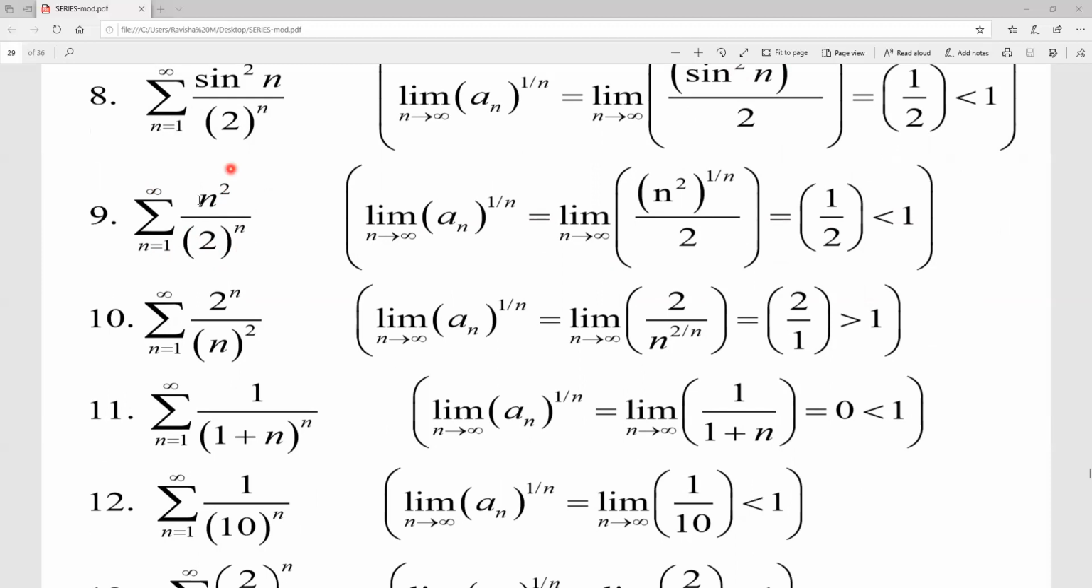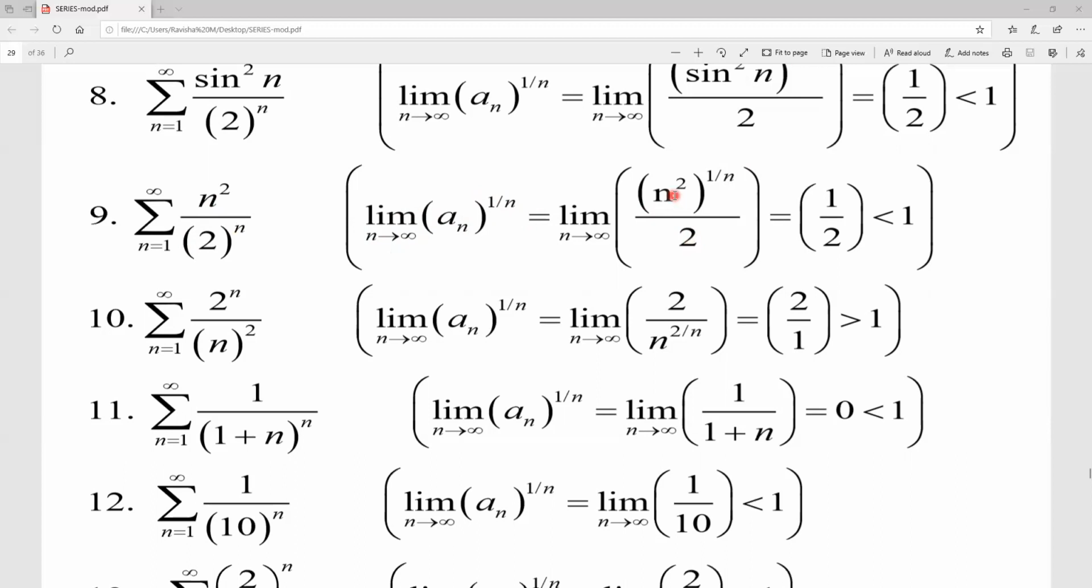We take the nth term as n squared by 2 power n. This series has the power n, so the root test is suitable here. Take the statement of the root test: limit as n tends to infinity of a_n to the power of 1 by n. Here it is (n squared by 2 power n) whole to the power of 1 by n, which gives 2 here.